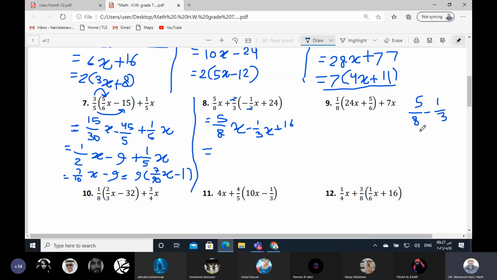Switch between the denominators. Multiply here by 3. 3 times 5 will be 15. 3 times 8 will be 24. Minus 8 times 1 will be 8. 8 times 3 will be 24. Now 15 minus 8 will be 7 over 24. So we can write here 7 over 24x plus 16.